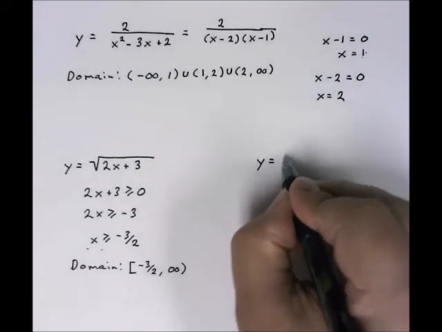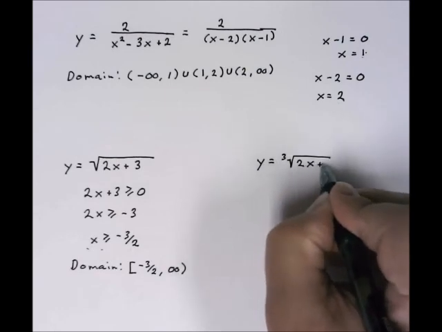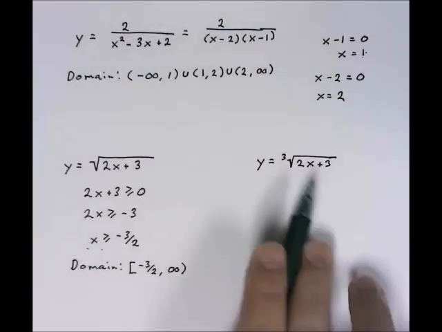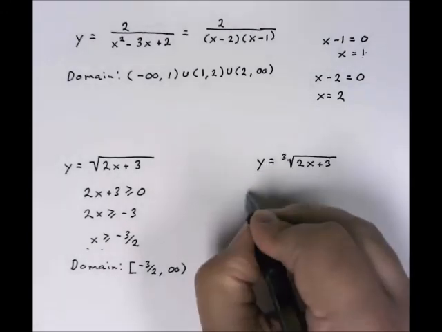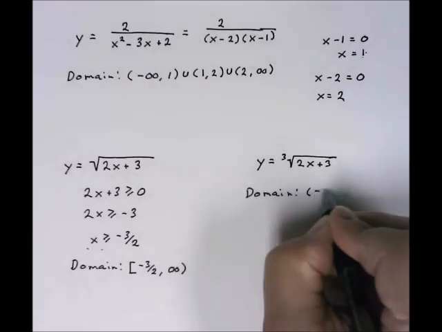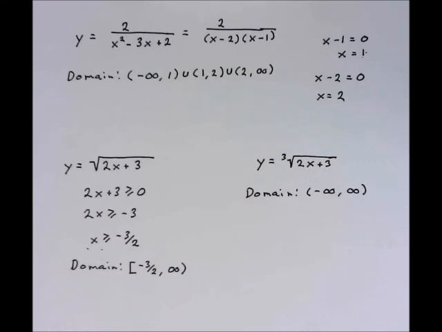Let's try one more. Let's say that was a cube root. Okay, well, remember our two rules. Do we have variables in the denominator? No. And do we have a radical with an even index? Well, no, that's an odd index. So if we don't fall into one of those two problem areas, the domain is all real numbers, negative infinity to infinity. And that, at the moment, is really all there is to algebraically finding the domain of equations.